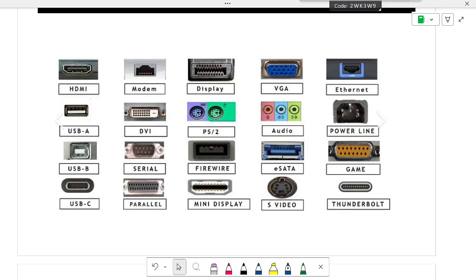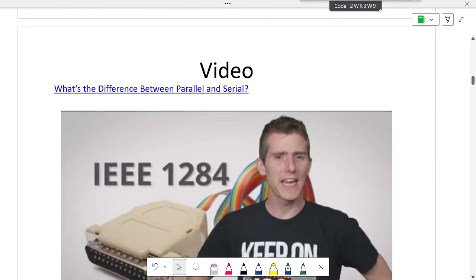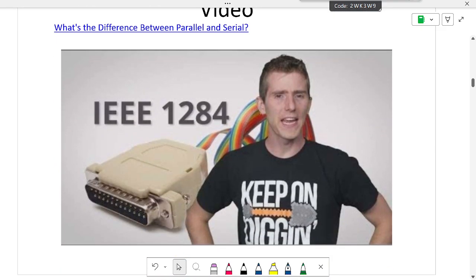Modem is for the internet. Okay? You have a VGA, this is for display. Okay? We have serial. That was like the olden days. We had a serial port. We have USB. Okay, that's also basically serial data. So we're gonna watch a quick video of the difference between serial and parallel.